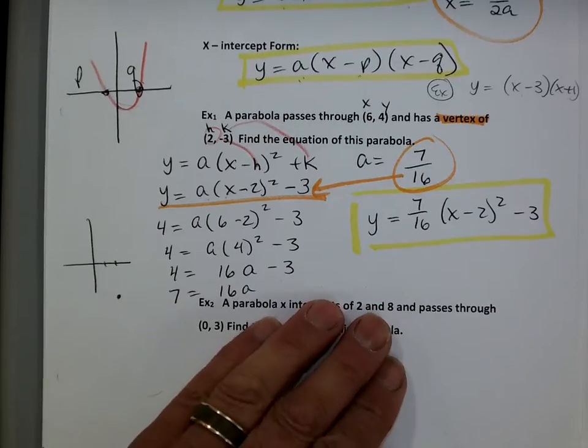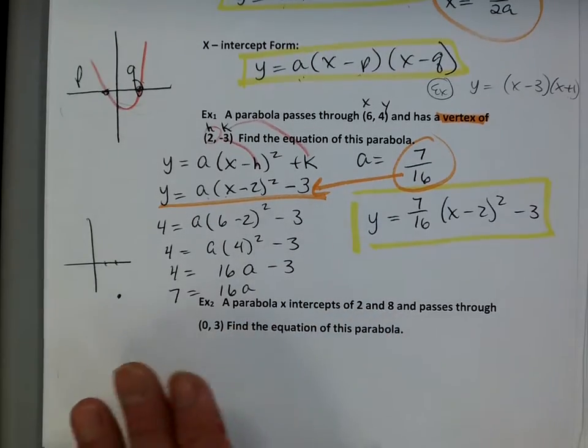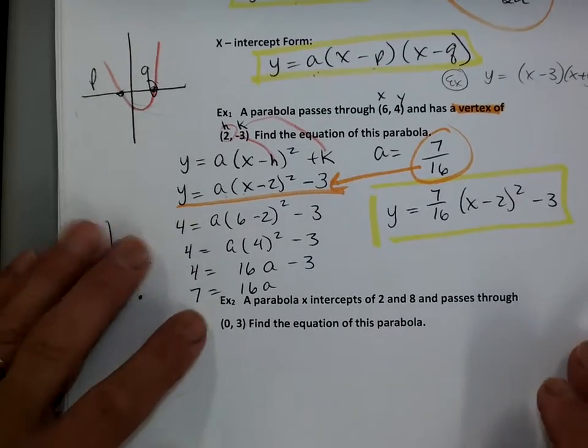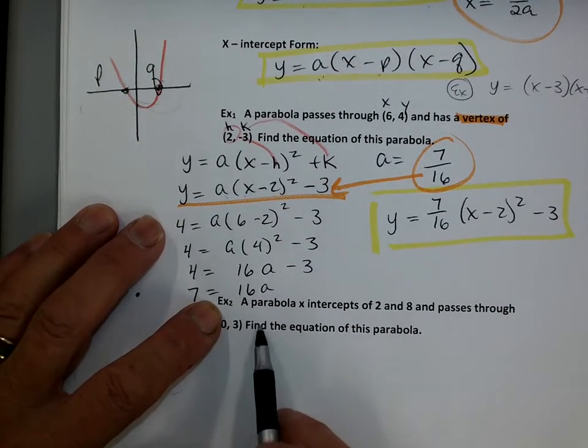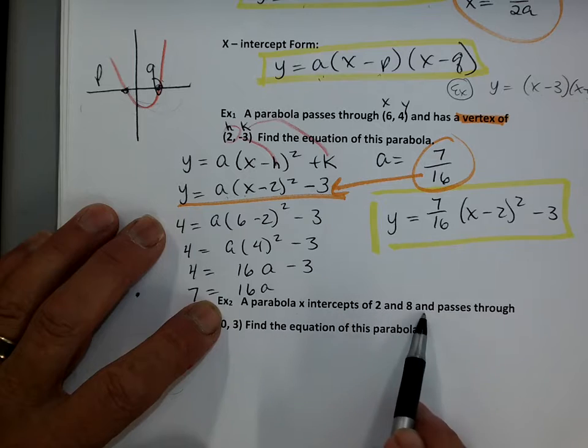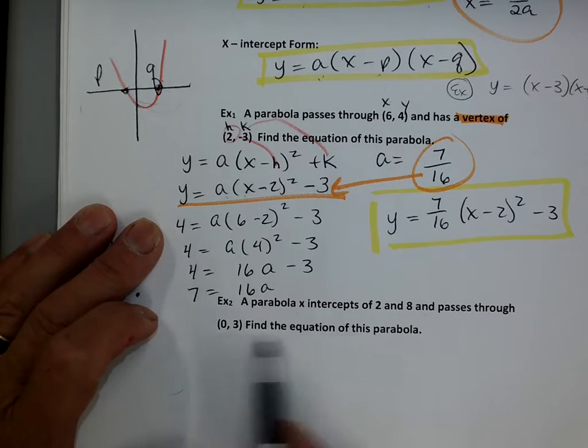Okay. All right, let's take a look at example number 2. Example 2: a parabola has x-intercepts of 2 and 8 and passes through the point 0, 3. Find the equation of this parabola.